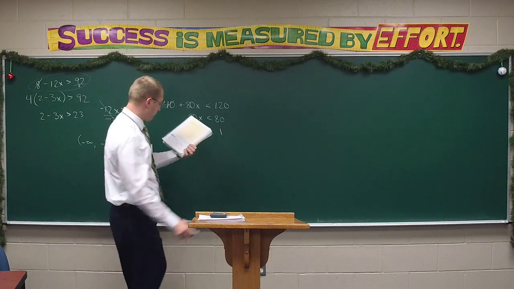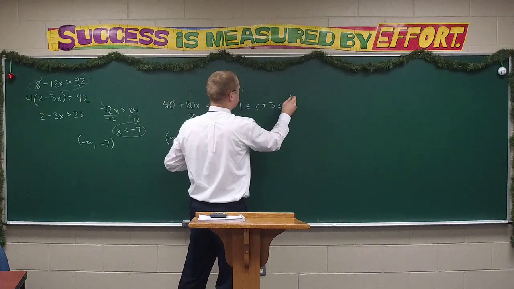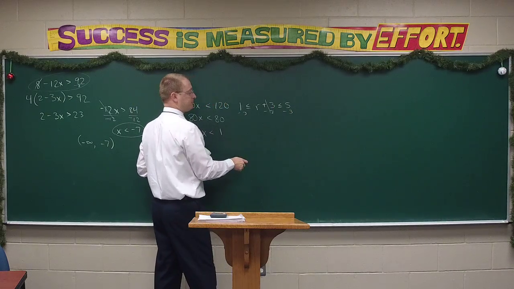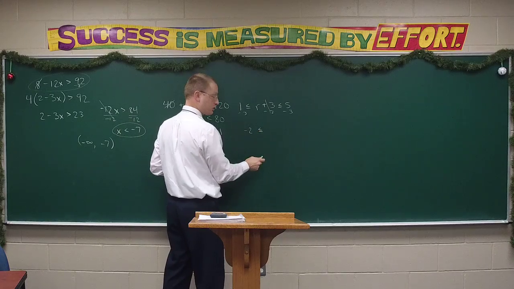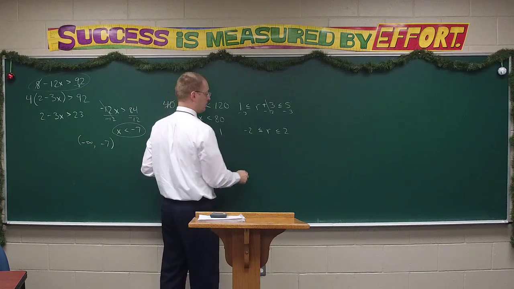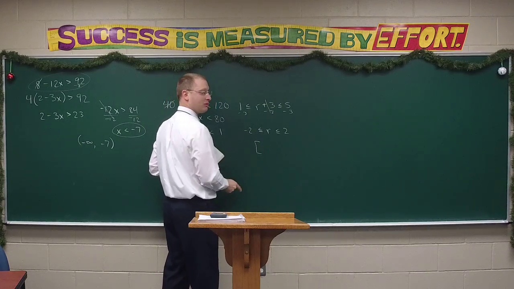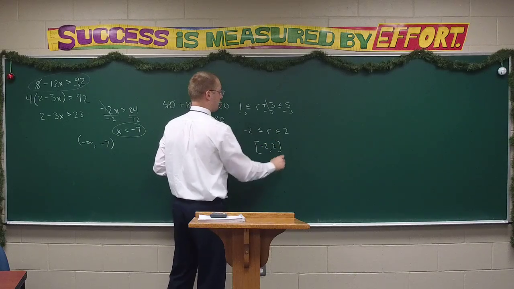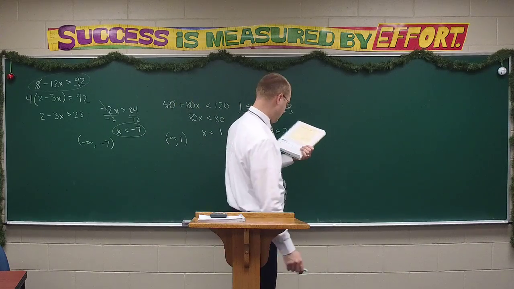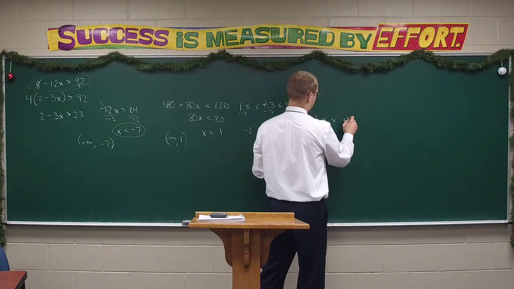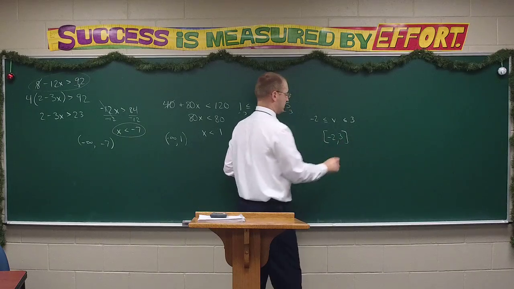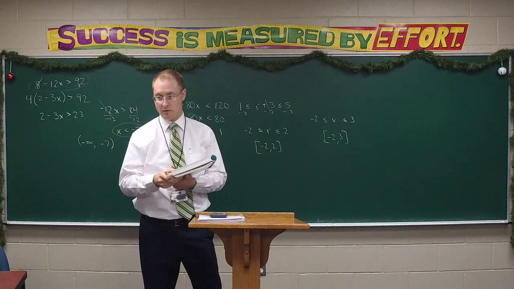Number 5, 1 is less than or equal to r plus 3 is less than or equal to 5. Really straightforward on this one, Audrey. Subtract 3 everywhere to get negative 2 is less than or equal to r, and then less than or equal to 2. And so as an interval, in brackets, negative 2 to 2. Number 6. What do we have to do everywhere, Brandon? Subtract the 4 to get negative 2 is less than or equal to v is less than or equal to 3. And then as an interval, Abby? Negative 2 to 3. Very similar to the last one. How many got 5 and 6 correct? Questions on 5 and 6?